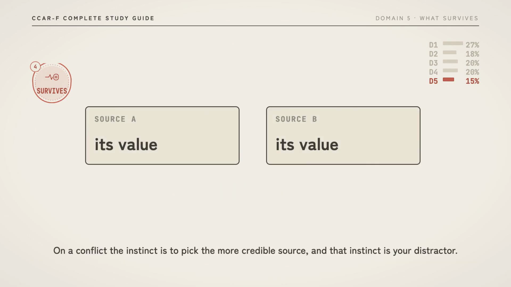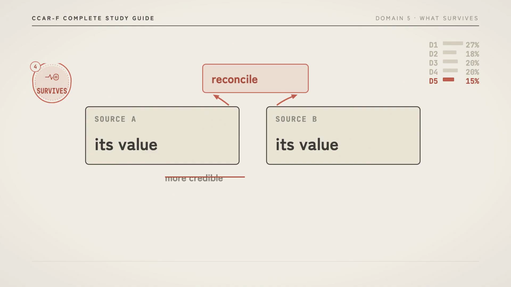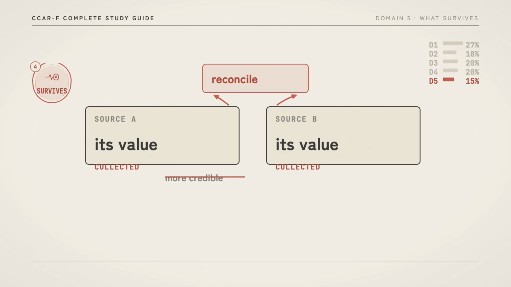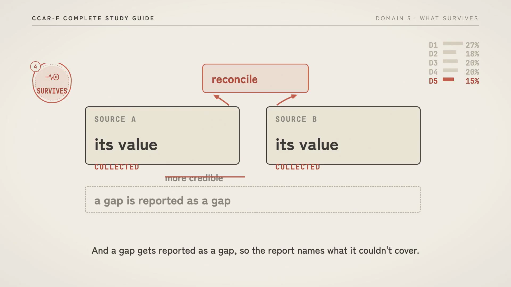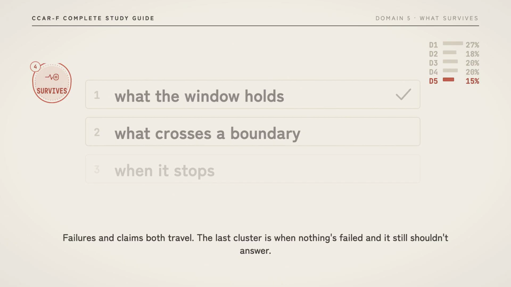On a conflict, the instinct is to pick the more credible source, and that instinct is your distractor. Both values go up annotated with their sources, and the coordinator reconciles them. Carry the collection date too, because plenty of apparent contradictions are only two different moments, and a gap gets reported as a gap, so the report names what it couldn't cover. Failures and claims both travel.